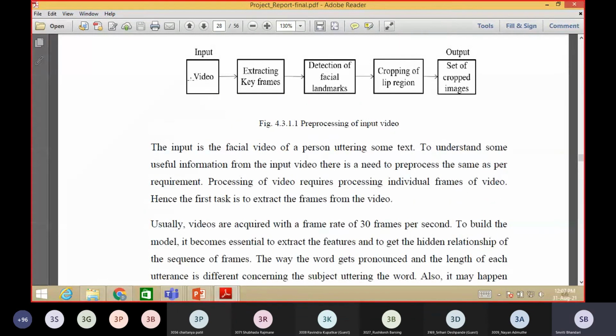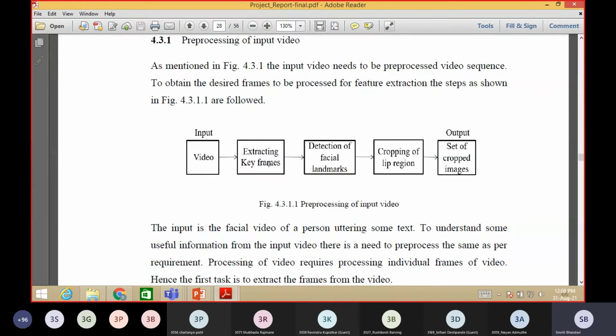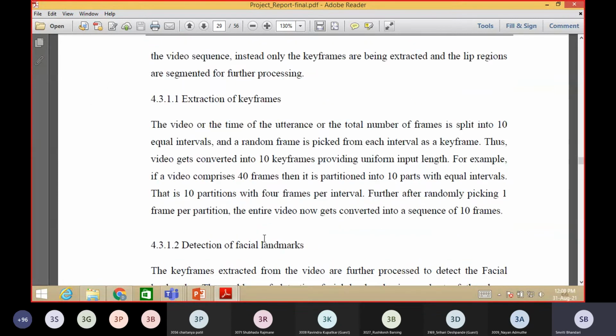Now, see here, what is the input? It is mentioned. The next step is extracting the keyframes. With respect to this block of the block diagram, we have one subsection, extraction of keyframes. So every block needs to be explained. To extract the keyframes, what needs to be done? What is the procedure? What is the algorithm that is being implemented?